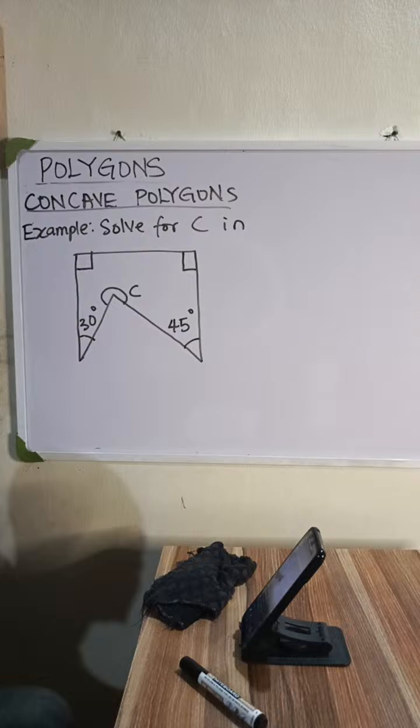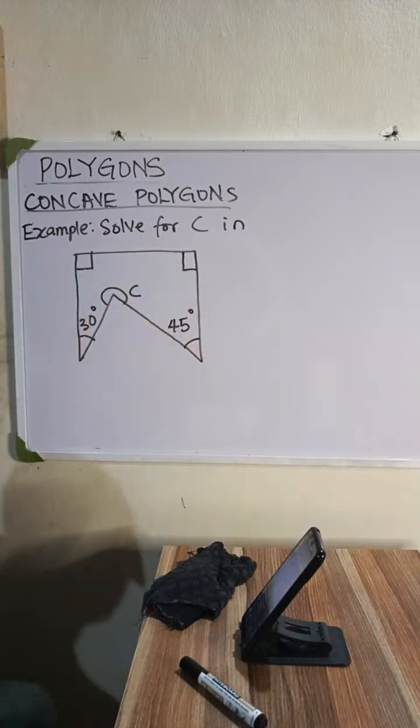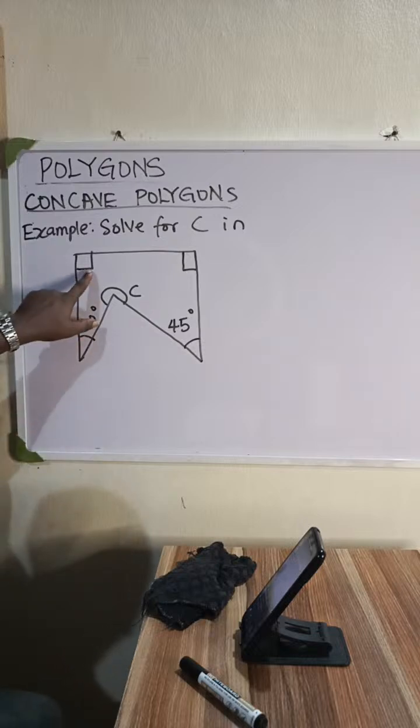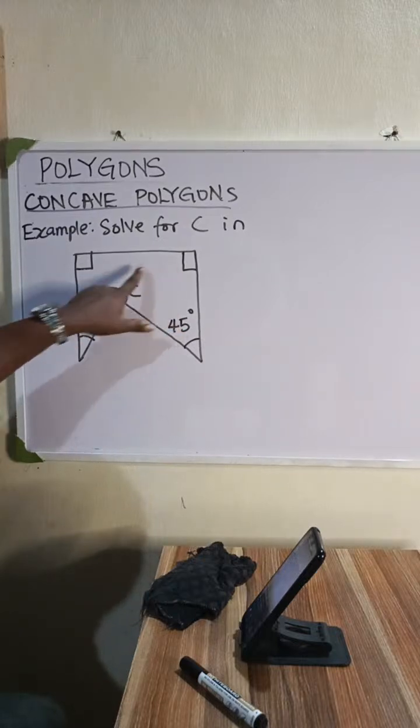So from what we did on Monday, what is the sum of interior angles of a pentagon? 540 degrees, correct. That means when you add this angle, this angle, this angle, this angle, and this angle, we should have 540 degrees. But it seems that there's no angle here, there's no angle here. It seems that we are missing angles.